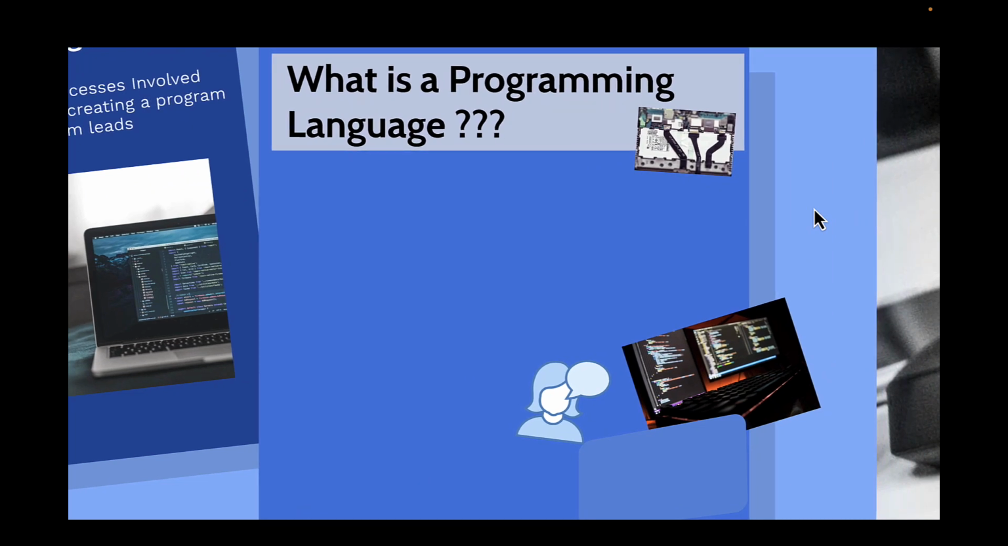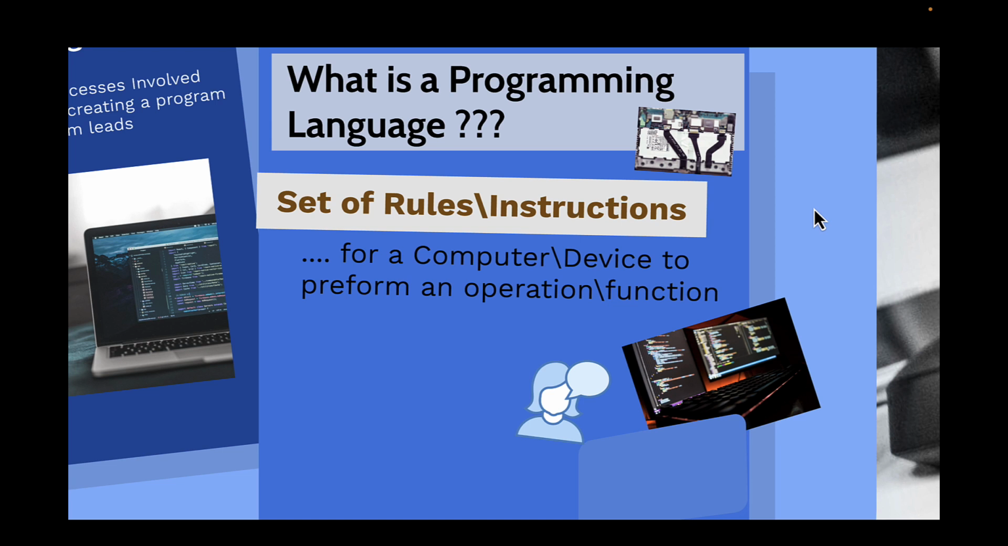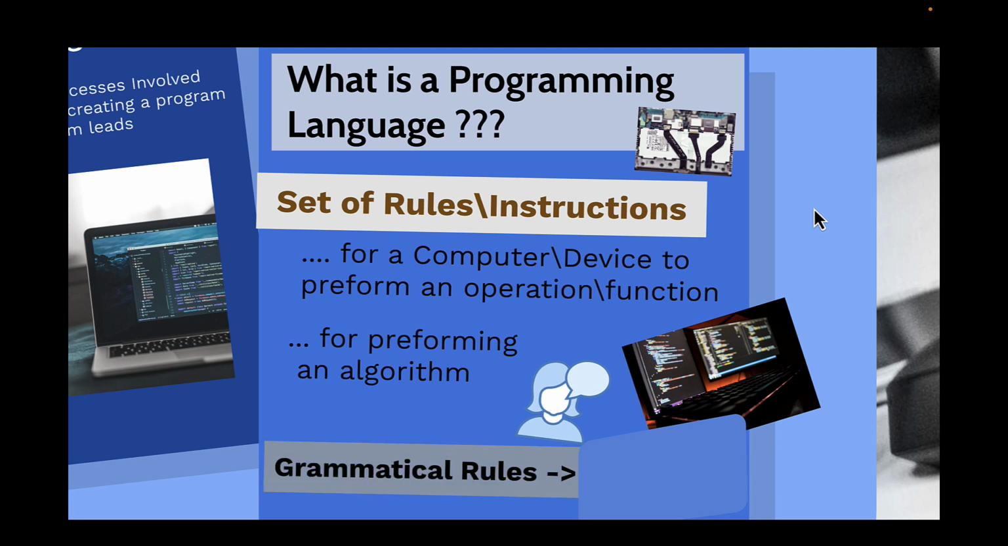So what is a programming language? Well, in a nutshell, it's going to be a set of rules and instructions for that particular language. Now, these rules and instructions are designed to basically perform some kind of operation or function for the device, or perform some kind of algorithm. Now, there are grammatical rules associated with every programming language, and that's typically referred to as syntax.